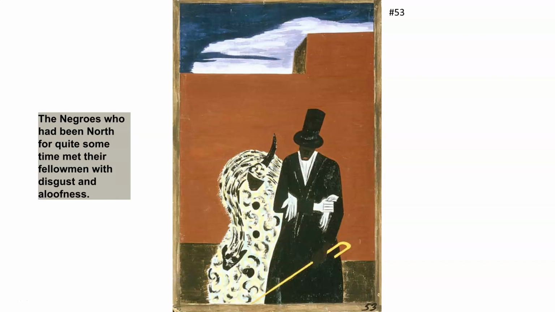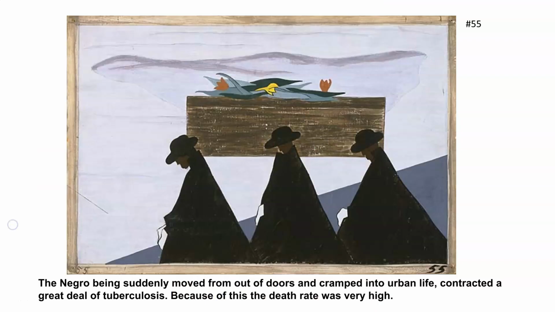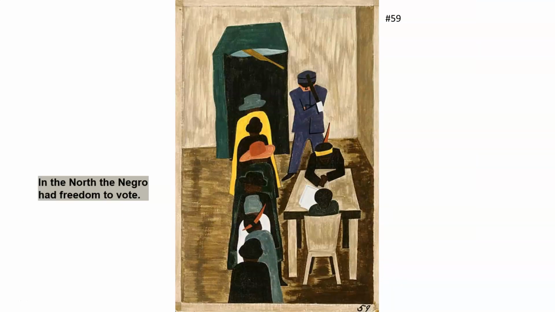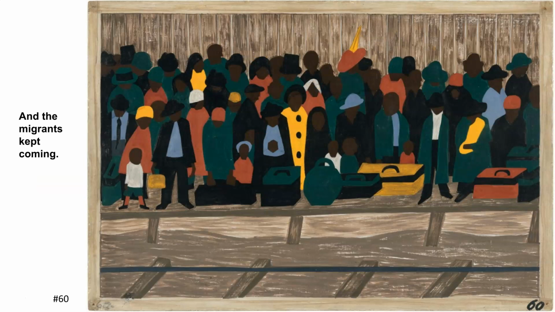The Negroes who had been North for quite some time met their fellow men with disgust and aloofness. The Negro, being suddenly moved from out of doors and cramped into urban life, contracted a great deal of tuberculosis. Because of this, the death rate was very high. In the North, the Negro had better educational facilities. In the North, the Negro had freedom to vote. And the migrants kept coming.